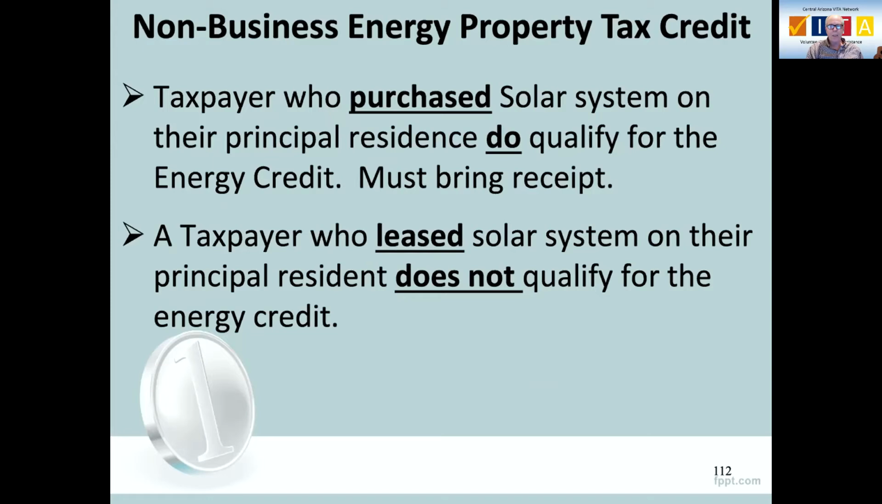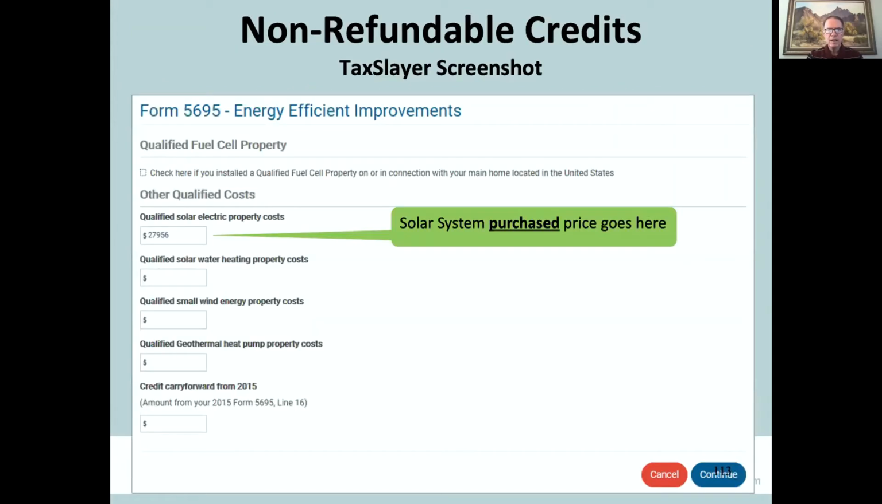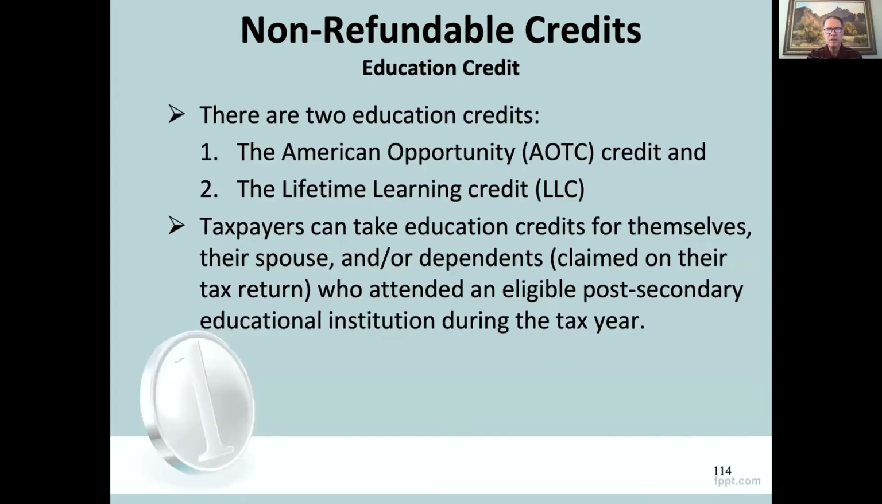And you would think, okay, well, yeah, solar panels, right? I mean, we're seeing a lot of that pop up, but most of those, they get leased. And that's the deal here. If you've leased a solar system, it does not qualify. You have to have purchased the solar system. And so if you get into the TaxSlayer screenshot, there is a form, 5695 for energy efficient improvements. And if you put the solar system purchase price, you just plug it in, the TaxSlayer software will count up and do all the calculations and do the figures for you. Then you have to hit the continue button to move on.